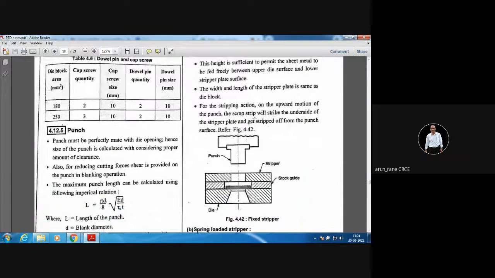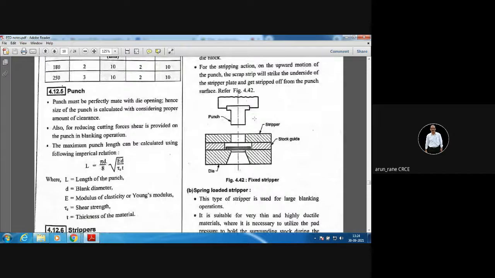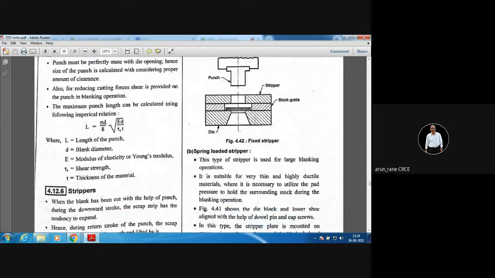And in stripper, I told you that there are two kinds of stripper: fixed stripper and spring-loaded stripper. The fixed stripper is fixed to the die block. This is the stock guide. Stock guide also can be 5 mm thick. Stock guide is also called the strip guide. The purpose of the stock guide or strip guide is to guide the strip.